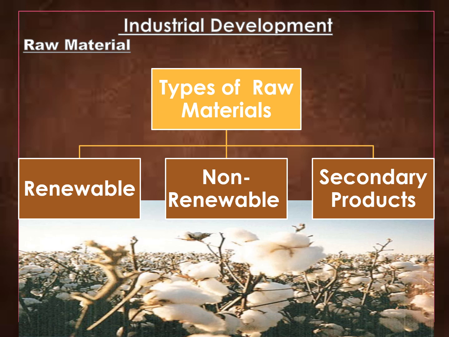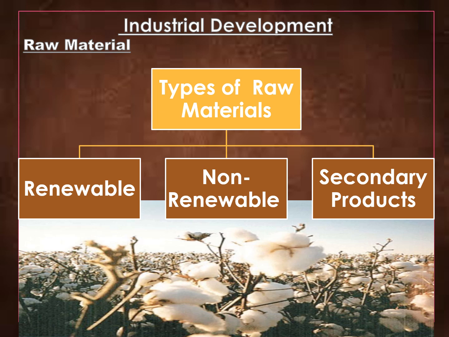If we talk about raw materials, there are different types of raw materials. A product obtained directly from the ground or from the sea, like from farming, forestry and mining, the basic ingredient, is called a raw material. There are some types of raw material.